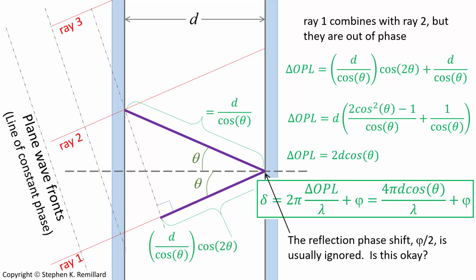And this phase shift, due to reflection off of the surface, is always ignored. Not just usually ignored, but really always ignored. But why? Is it okay to do that? We're going to answer that at the end of this video. After we get a result, then we'll introduce that phase shift and see what difference it makes.